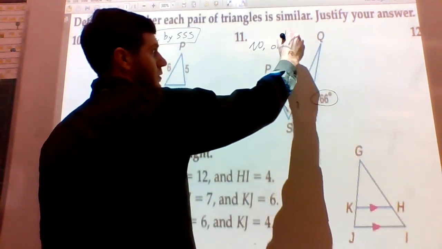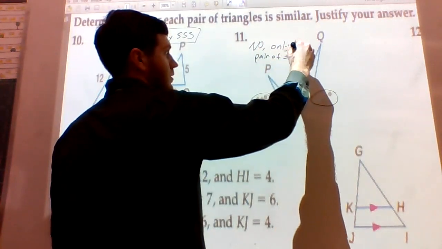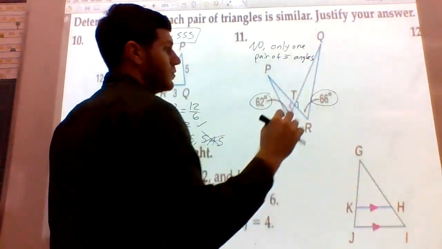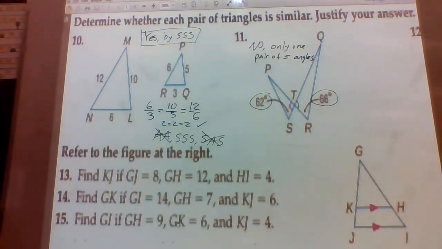Only one pair of congruent angles. We need at least 2 pairs of congruent angles to say the triangles are similar. 12.